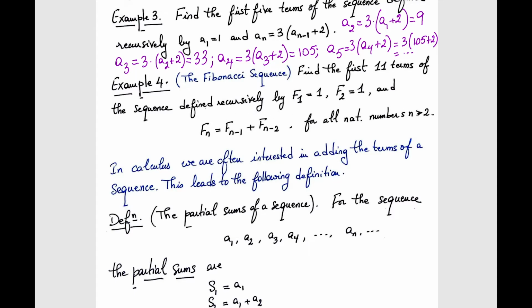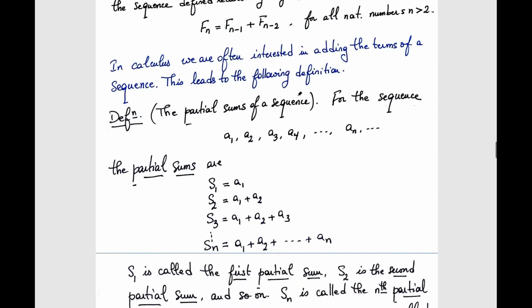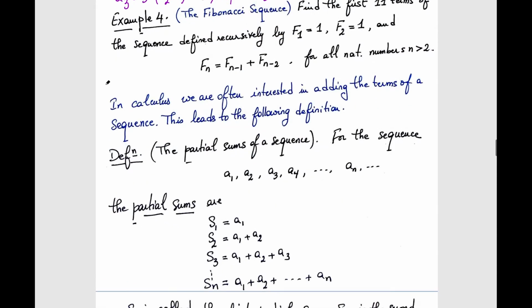This is for any natural number bigger than 2, which means it starts at 3, right? What's the first natural number after 2? It's 3, right? So this is when n is 3, this is where it starts. And what's f3? Because they want us to find the first 11 terms, okay? They give us the first 2. Let's find the rest. How about I cram it here?